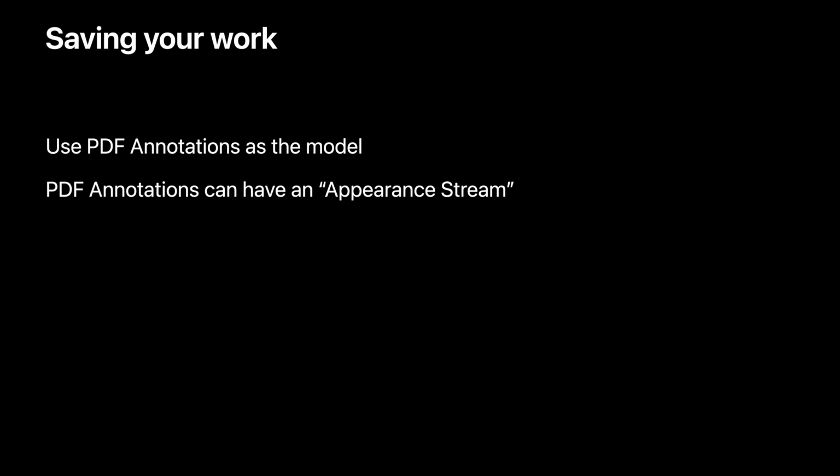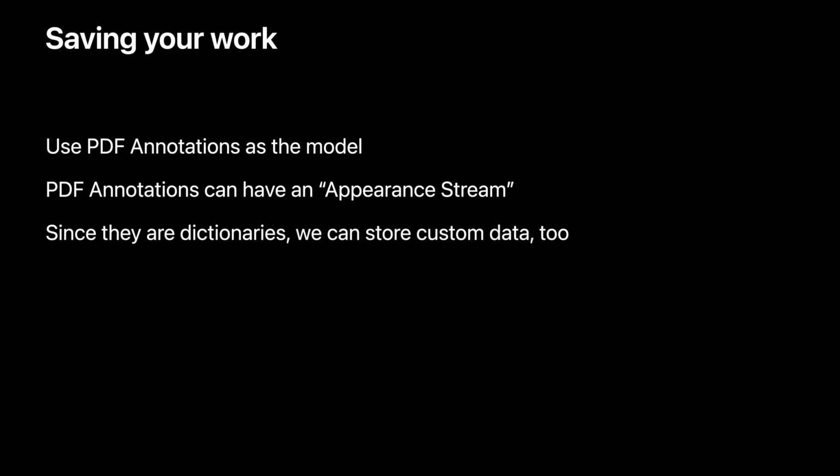PDF annotations can have an appearance stream, which is a stream of PDF drawing commands. Nearly anything that you can draw using Quartz 2D can be recorded in an appearance stream. Anything else can be rendered into an image, and that can be recorded. That's how we do it when we're using Metal. And since it's recorded as PDF drawing, it will look identical in Adobe Reader, Chrome, etc. PDF annotations are stored as dictionaries in a PDF document. That means we can also store custom data in private key-value pairs.